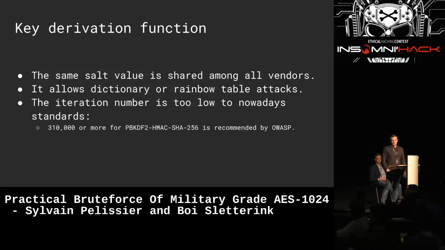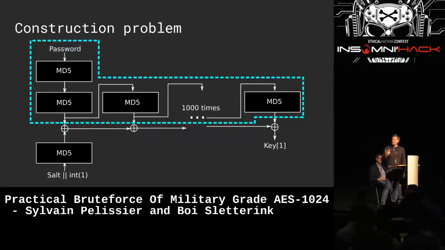1000 was good in the beginning when PBKDF2 was out. But now, for example, OWASP recommends 310,000 iterations for PBKDF2 HMAC-SHA256. But if we think a bit more, there is a construction problem with this function. In blue, you can see that all the computation does not depend on the salt or the constant. So you can compute this part once and just reuse it for the next step. It means that you have to compute this part only once.